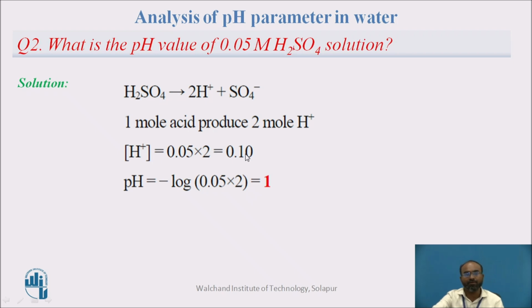As it is directly proportional and your denominator, that is the volume of sample, is not changing, the concentration value would remain the same. Putting this value, 0.1, into the formula, pH is equal to minus log of 0.1, or 0.05 multiplied by 2, you will get the value of 1. So the pH of 0.05 molar H2SO4 solution is 1.